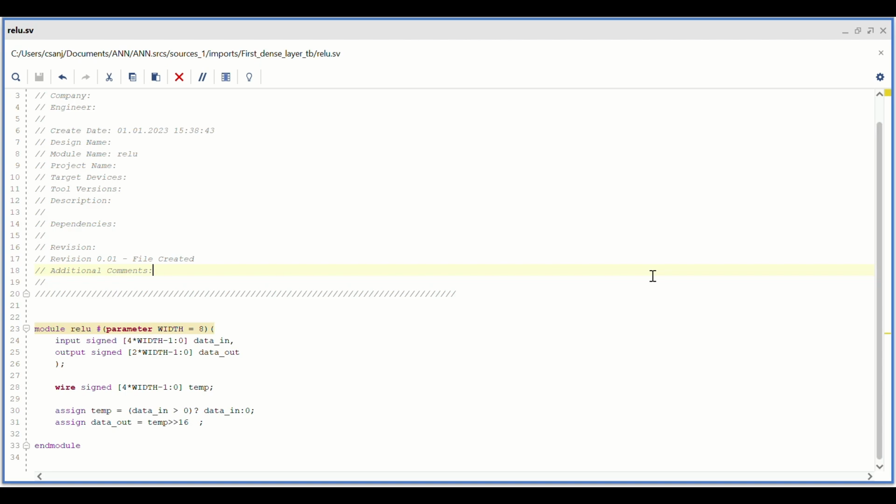So this is the ReLU module, which is the smallest module among the entire program. It is quite simple and straightforward. What was your input? 4W. What was your output? 2W. So we have seen that the activation function was the reason truncation was happening and you were getting 2W instead of 4W. What is the reason behind this truncation?